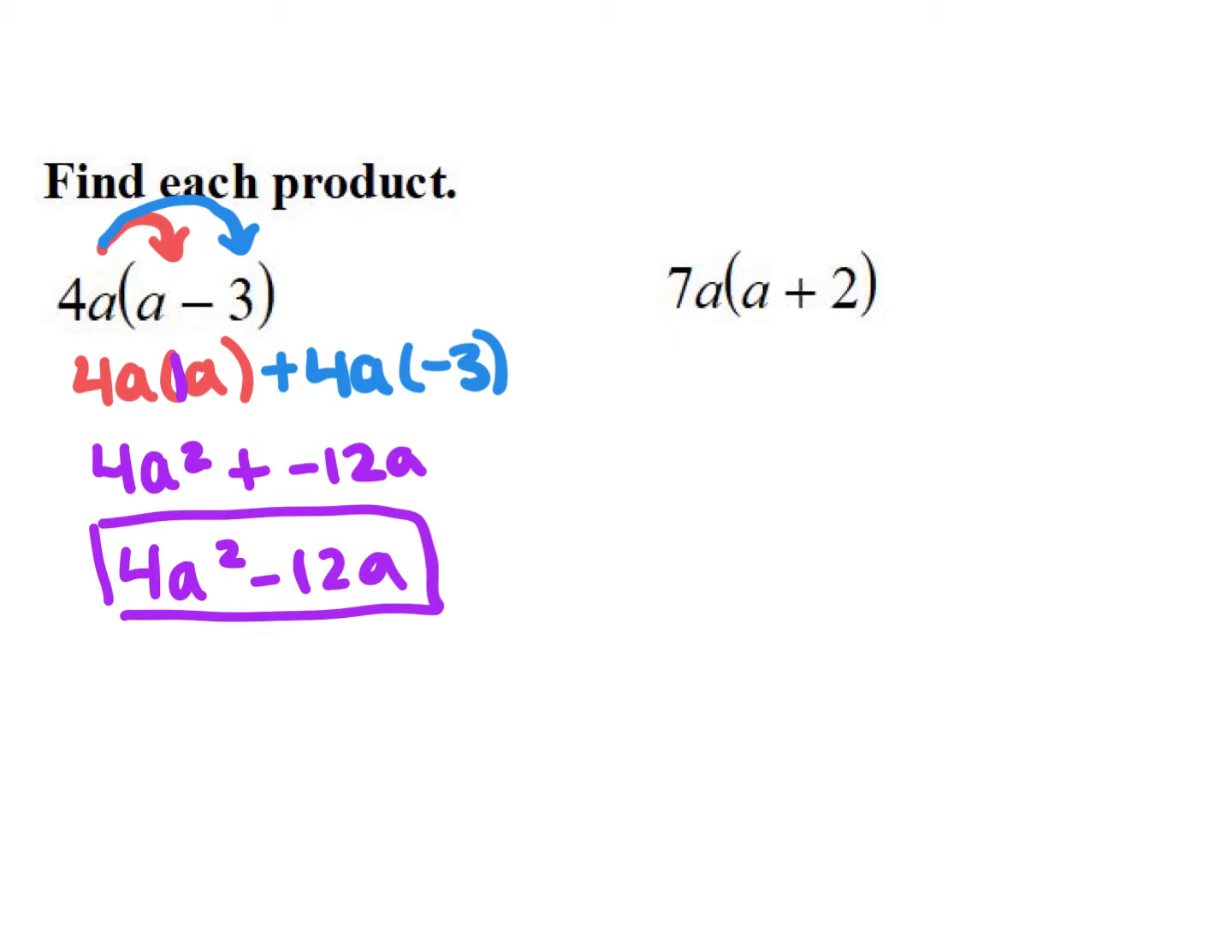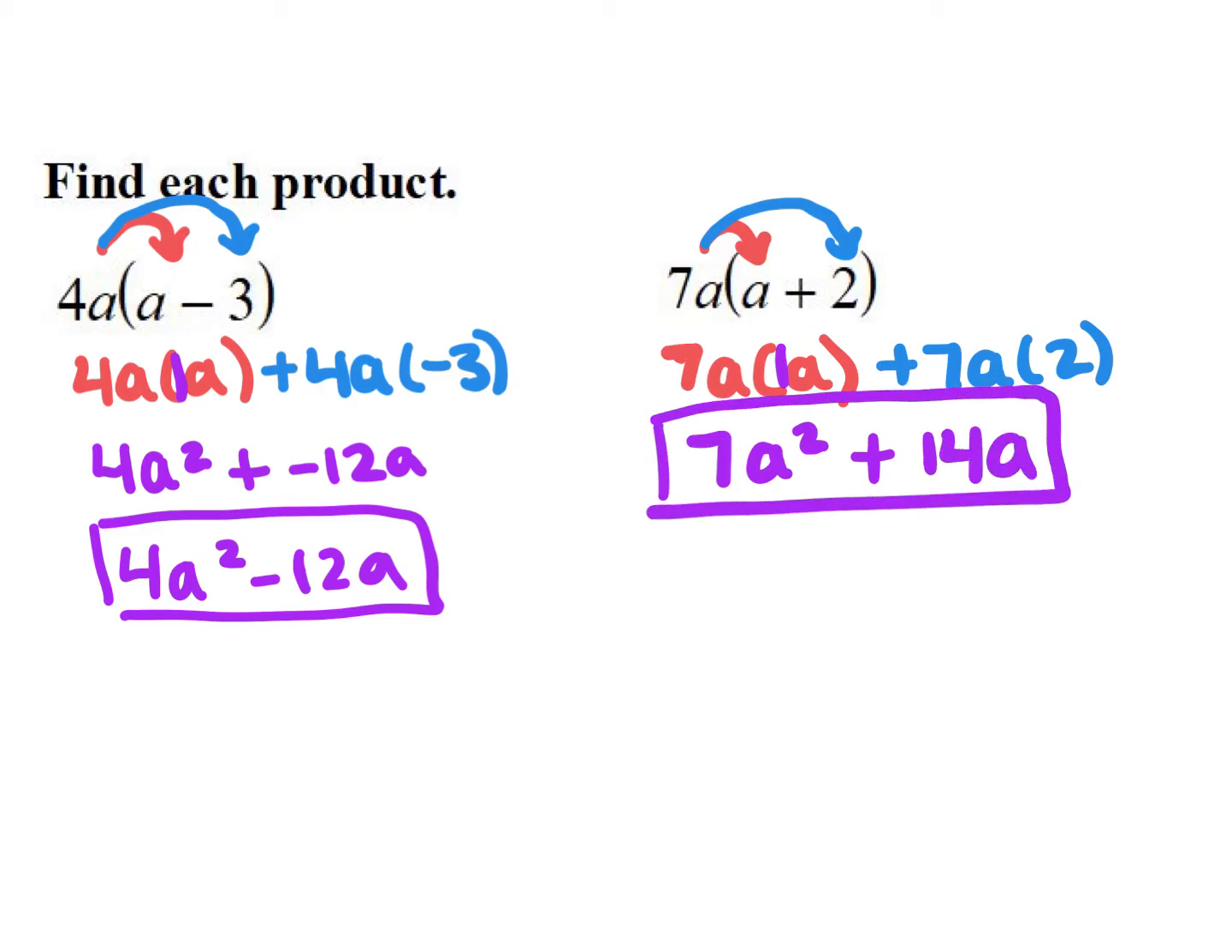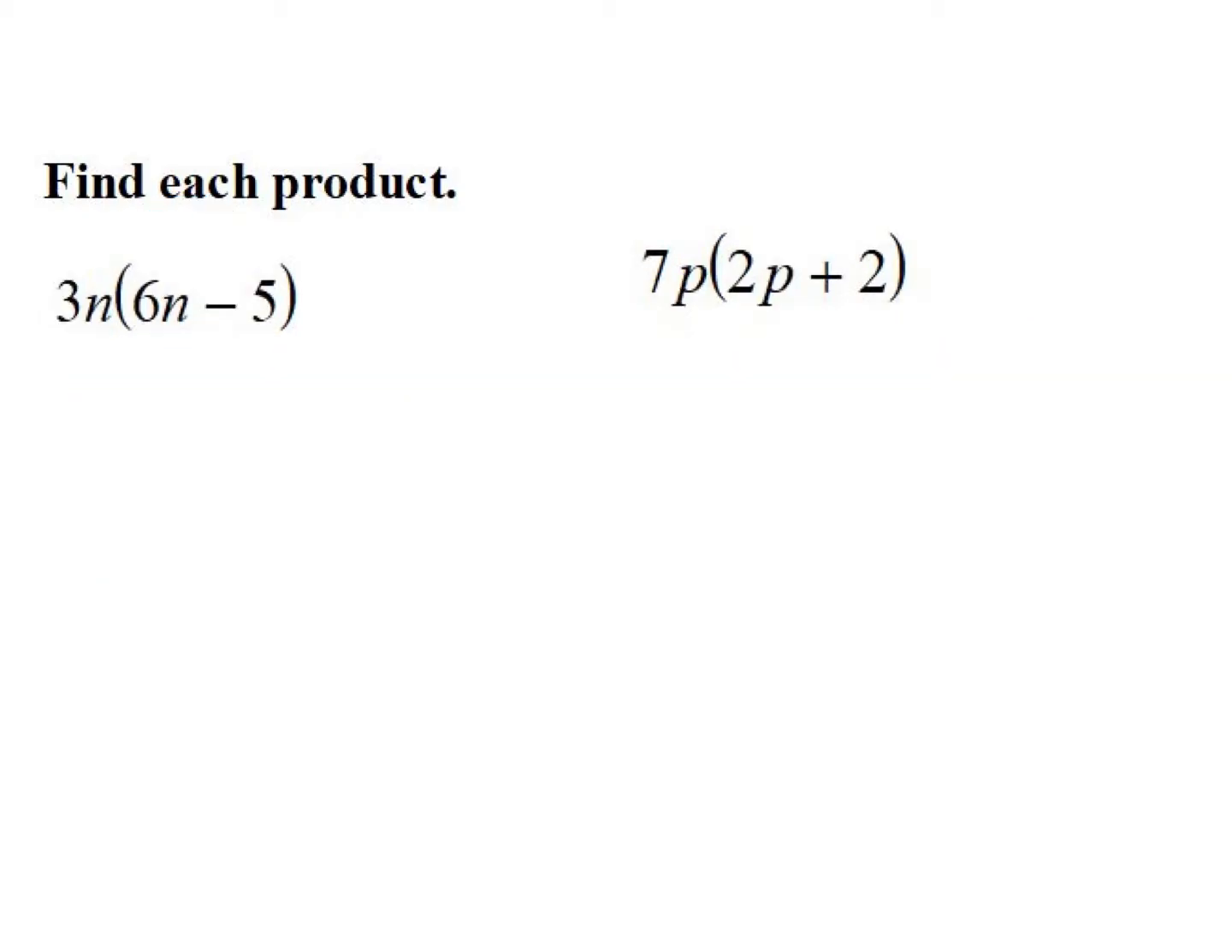For the next example, I'm going to distribute the 7a to the a. So I have 7a times a and the 7a to the 2. So it's plus 7a times 2. Now when I multiply, this is really a 1a, so 7 times 1 is 7, a times a is a squared, and we also have 7a times 2, which becomes 14a, so 7a squared plus 14a is my final answer.